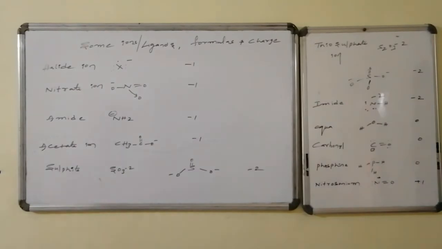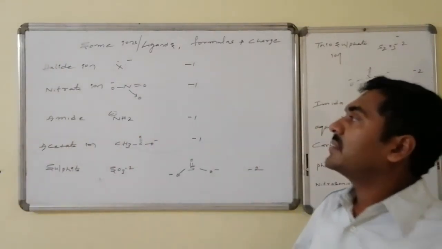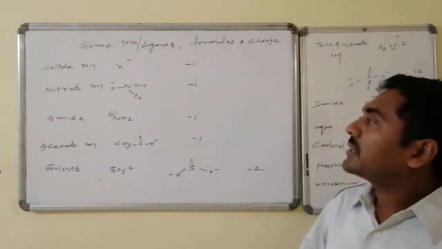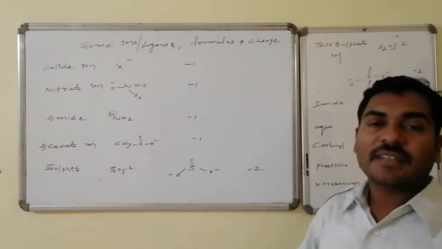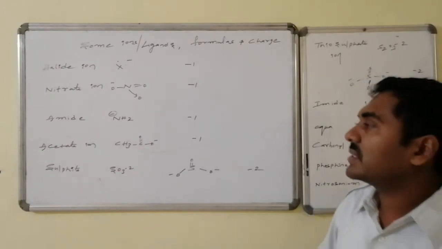Halide ion, X minus, halogen with the 4 lone pairs having 1 unit of negative charge. Nitrate ion NO3 minus, which is a derivative of nitric acid, whereas one oxygen is holding 1 extra electron, that is 1 unit of negative charge. Overall it is having 1 unit of negative charge.